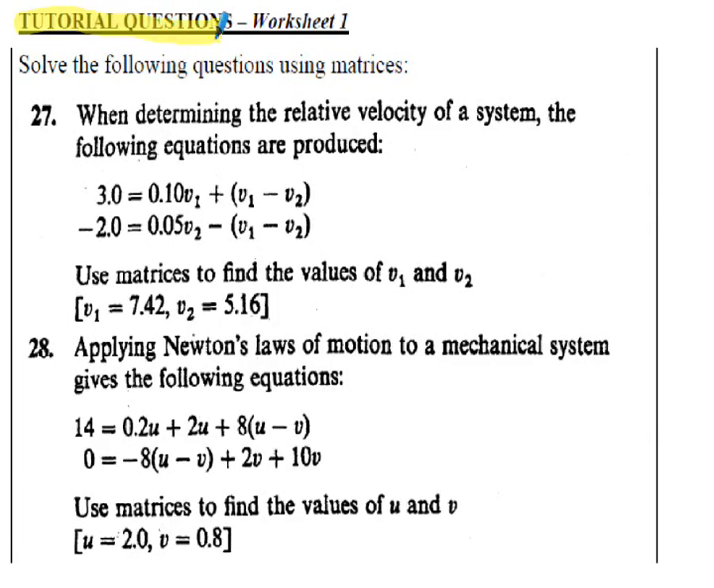Tutorial questions continued. Questions 27 and 28 are descriptive questions where we need to extract the information from the question, rearrange it in a suitable form. So in both questions 27 and 28, rearrange the equations to get all the unknowns on the left-hand side and the constants on the right-hand side. In question 27, your unknowns are v1 and v2, and in question 28, your unknowns are u and v. Answers again are shown in the square brackets.